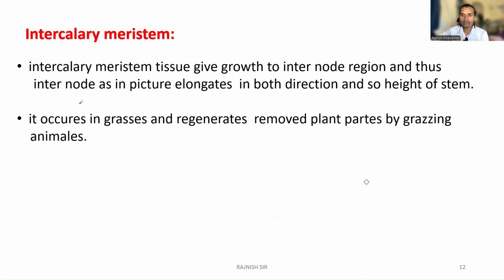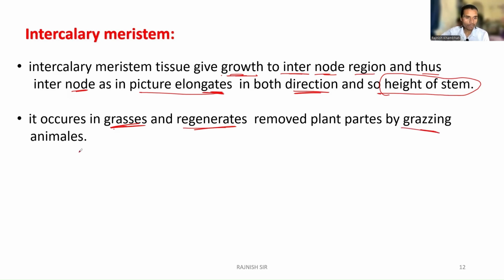It is the same thing written. Intercalary meristem tissues give growth to internode region. Thus, internode, as in the picture, becomes longer, elongates in both directions, upper and lower, and so height of stem increases. It occurs in grasses and regenerates the plant after removal by grazing animals.